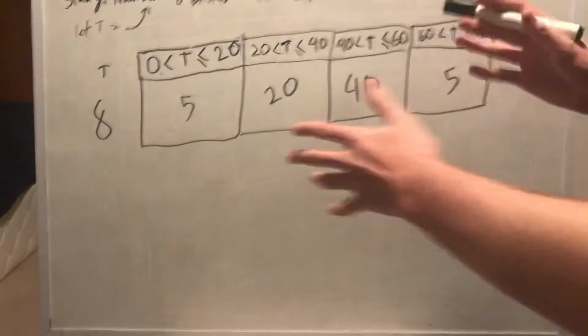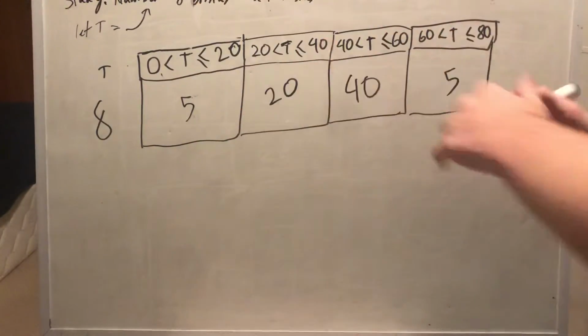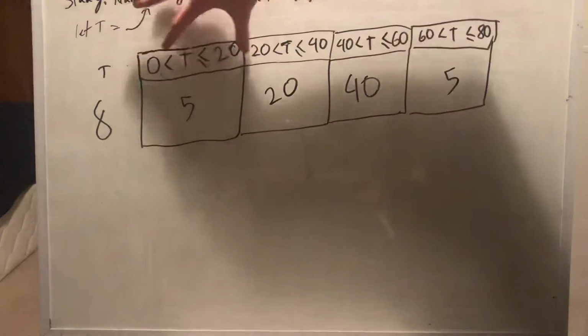Okay. So now we have our data. We have sort of the range of values.